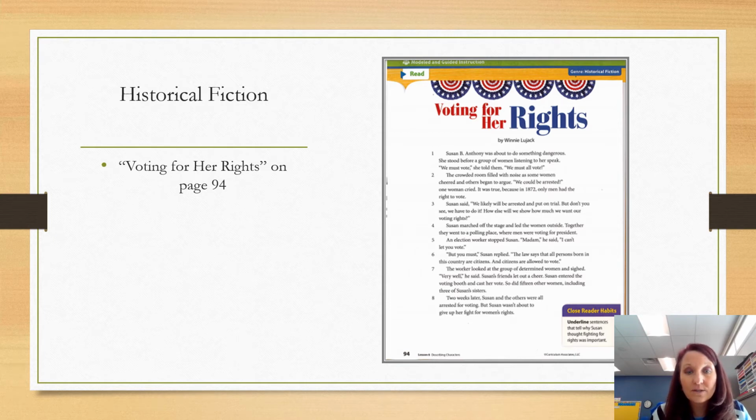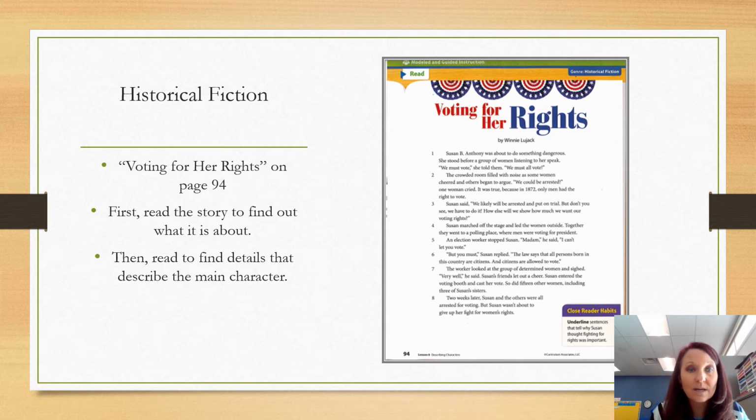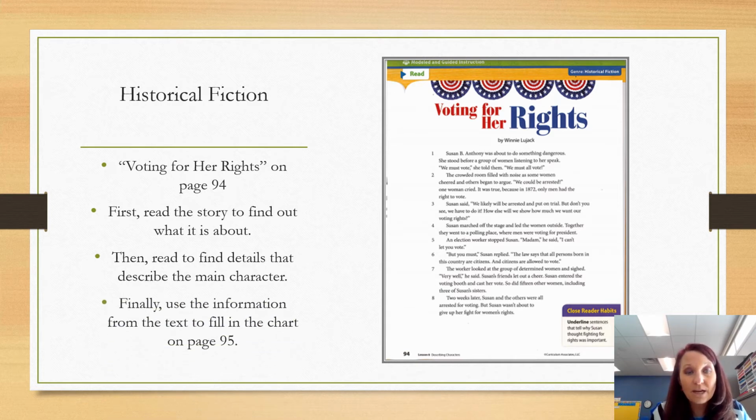So we're going to read this story on page 94 in your Ready Common Core book, and we're going to do a close reading. So we're going to read first to find out what the story is about. We're going to do another read to look for details in the story that describe our character, which is Susan B. Anthony. And then you're going to use the information from the text to fill in the chart on page 95.